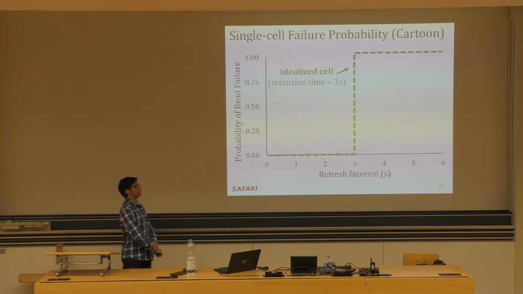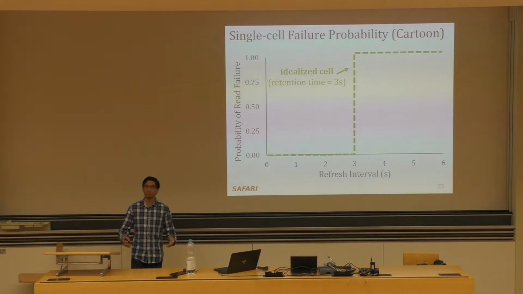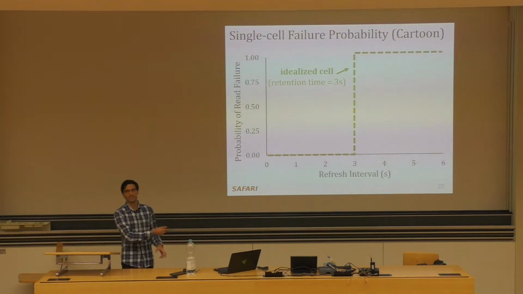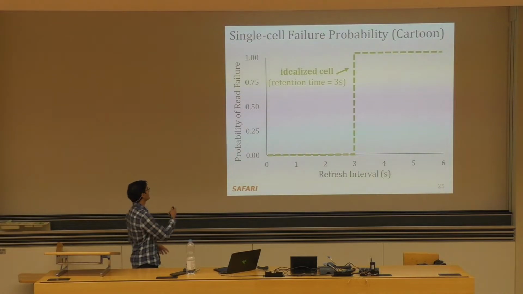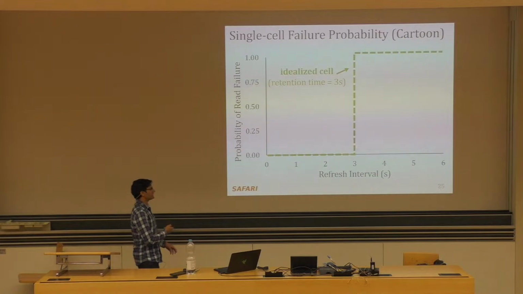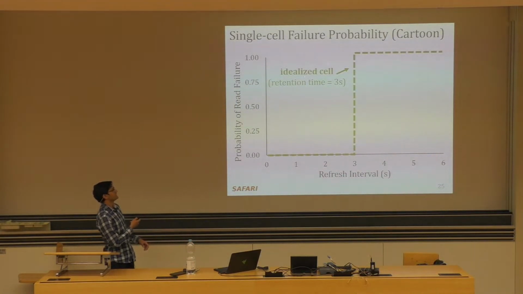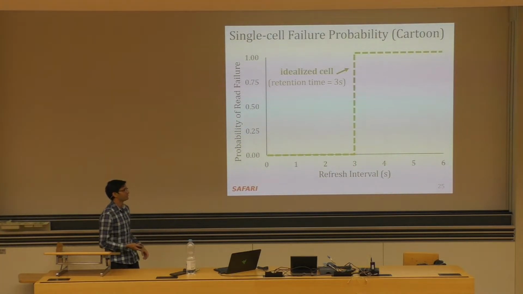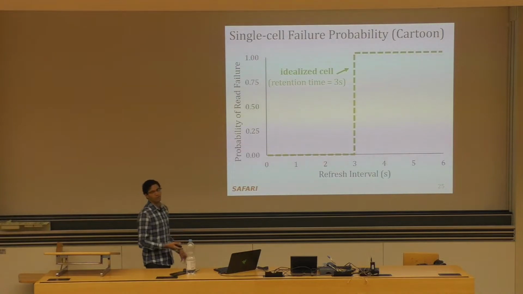The second analysis that we did is we studied the failure probabilities of individual cells. Here I'm showing a cartoon of an idealized cell and what its retention time might look like. On the y-axis we have the probability of a read failure to this given cell, and on the x-axis we have different refresh intervals we might be running with. We say that this idealized cell has a retention time of 3 seconds because below 3 seconds the cell never fails, but above 3 seconds the cell always fails.